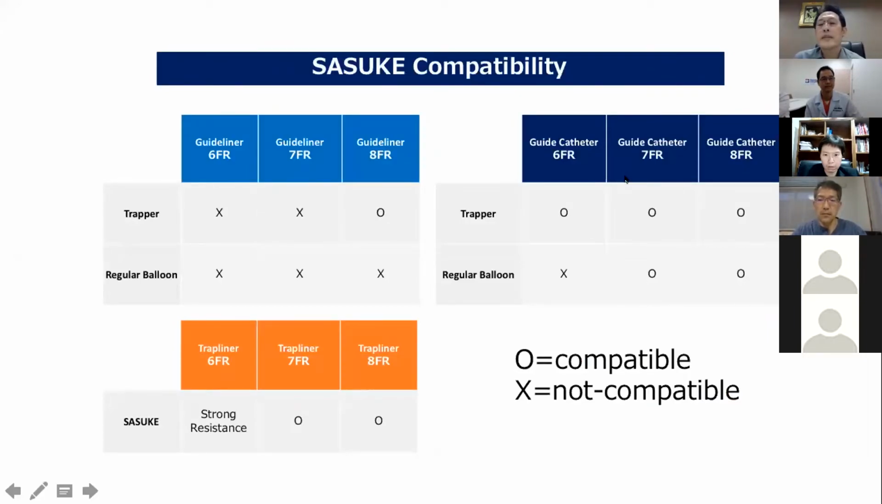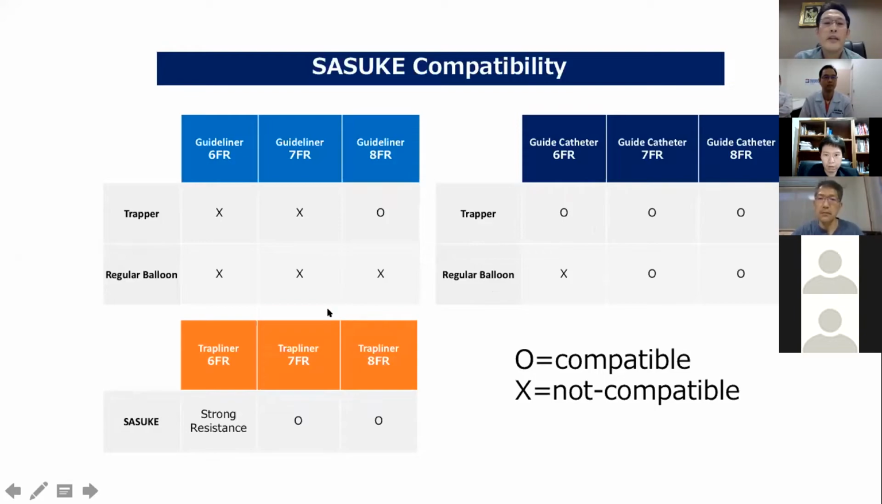When we use the regular guiding catheter, on the right-hand side, for the 6 French, you cannot use a regular balloon for trapping because the profile is not compatible. So if you want to use a Sasuke in a 6 French and remove it by trapping, you can use the trapper balloon. The trapper can be used up to 6 French, but for the regular balloon, you need to use 7 French.